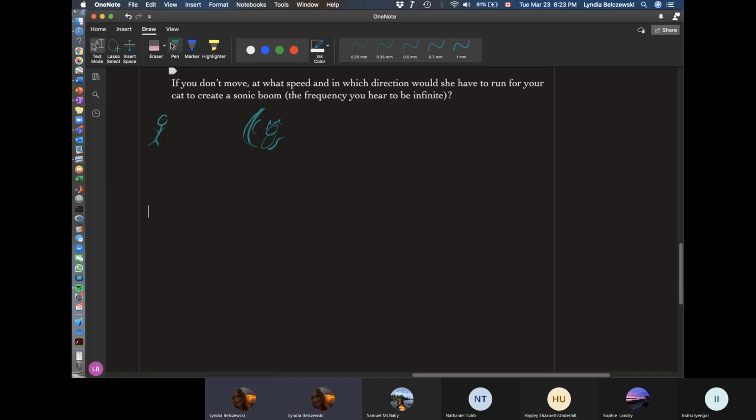Okay, I'm seeing in the chat that the cat would have to have a speed Vs for the speed of the source, which is the cat, of 343 meters per second. Absolutely. Another way of saying this is that the speed of the source, the cat, is equal to the speed of sound. What direction would the cat have to move in? Would the cat have to move towards you, or away from you?